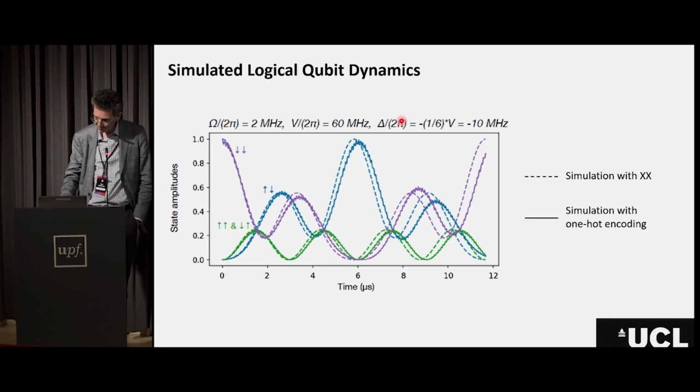There's a bunch of parameters across the top, which my atomic physics colleagues at the University of Strathclyde tell me are realizable. And so you can see that this one-hot encoding reproduces with pretty good fidelity what we expect from an exact XX interaction. And we're looking forward to running this experiment with our Strathclyde colleagues in the near future.